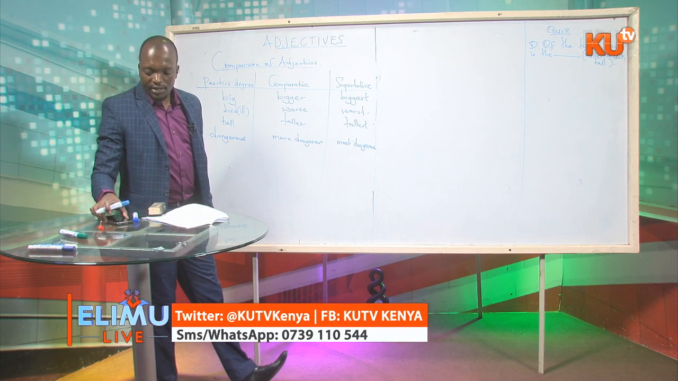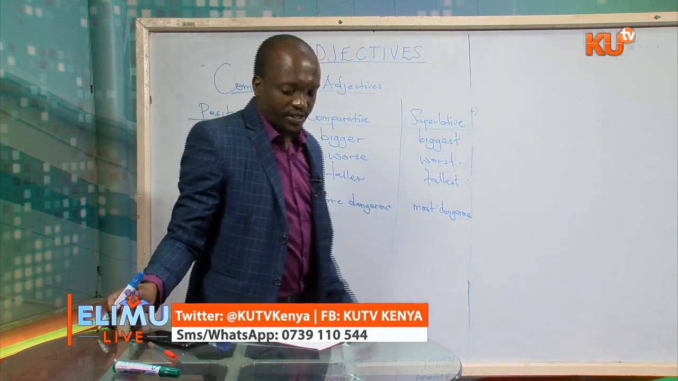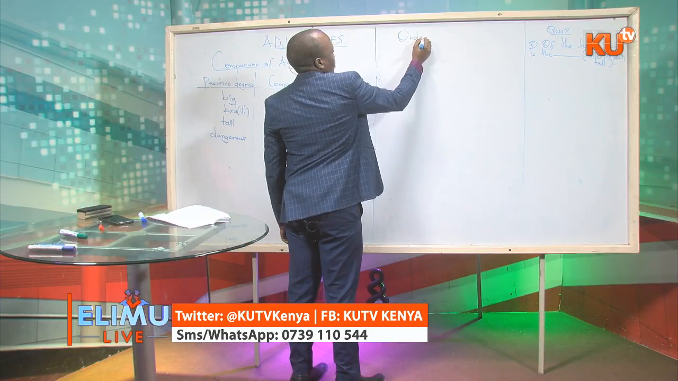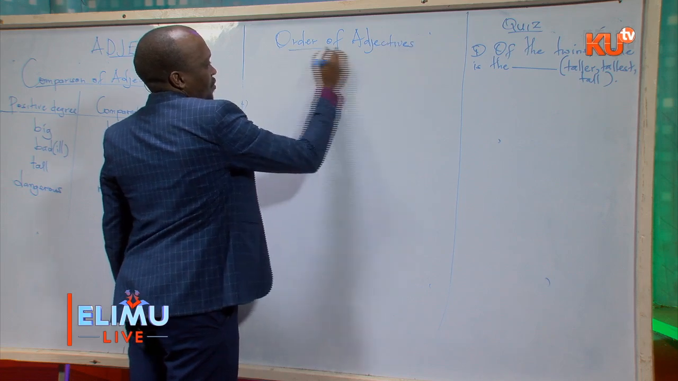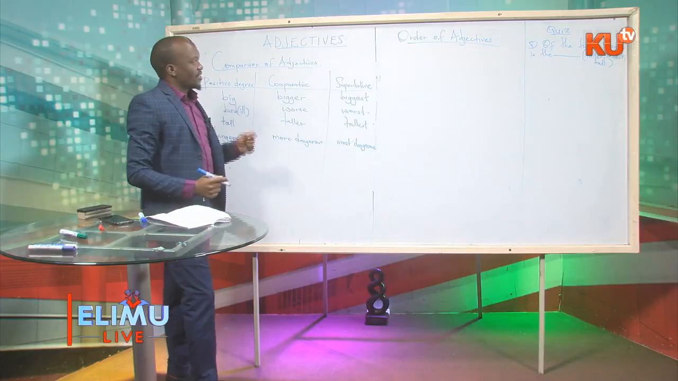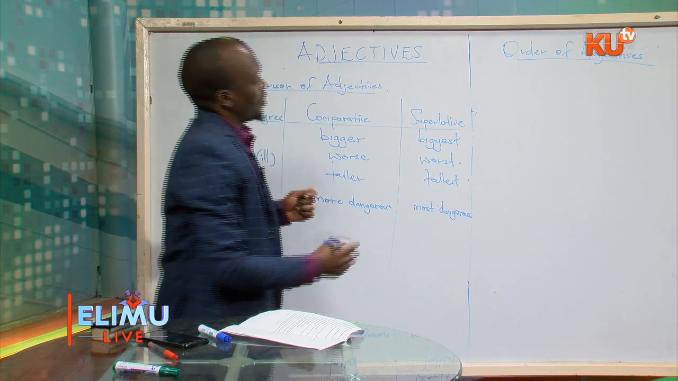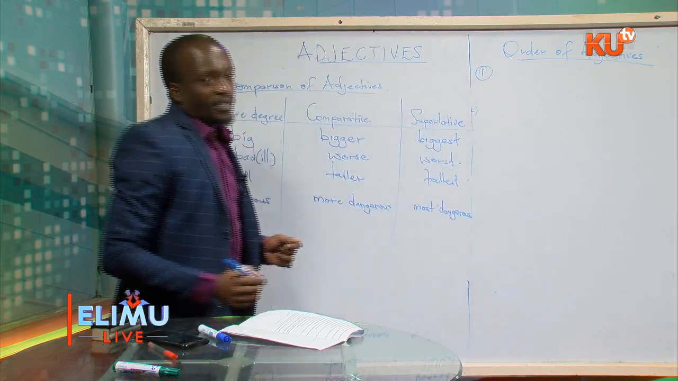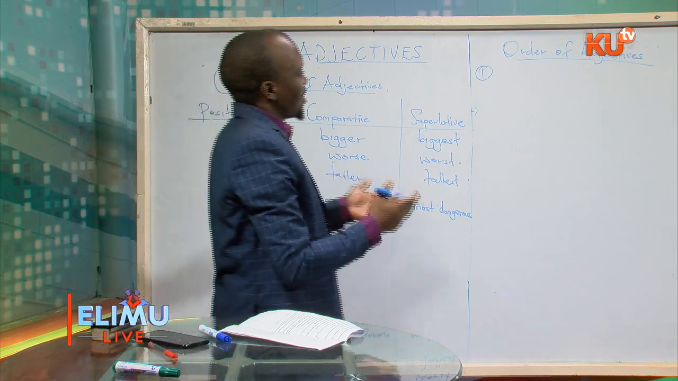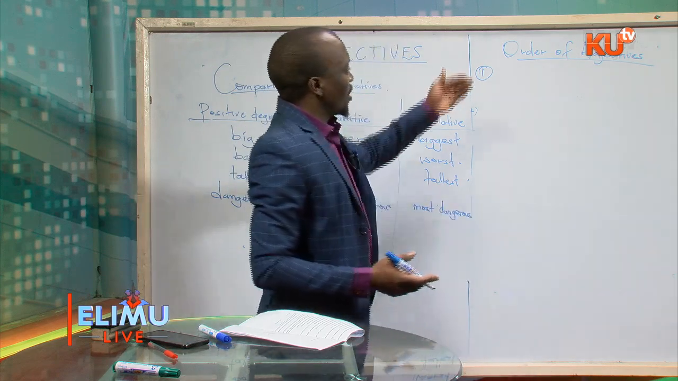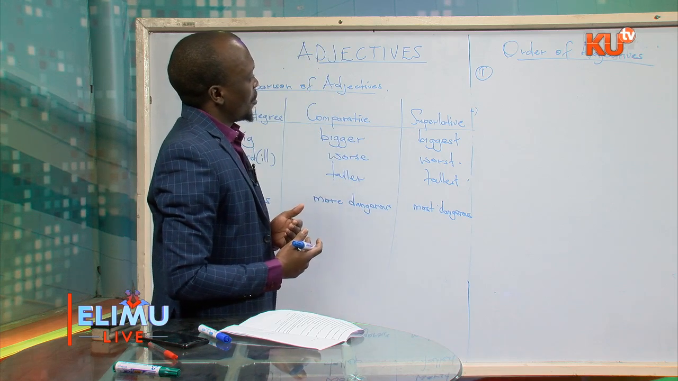Then finally, I'll go to what is of great interest today, and that is order of adjectives. Order of adjectives is not the same as types of adjectives. We talk of order of adjectives because sometimes you are given many adjectives in one place so that they can fit in one type of question. So when doing order of adjectives, we use a particular pattern.